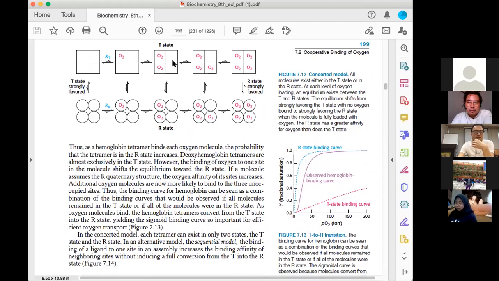these are the 4 subunits of hemoglobin. You can see that when oxygen concentration is low, you have nothing bound to the hemoglobin. From the left to the right, the oxygen concentration goes from very low to very high. But if you look at the arrow, let me explain what the T state and the R state are.